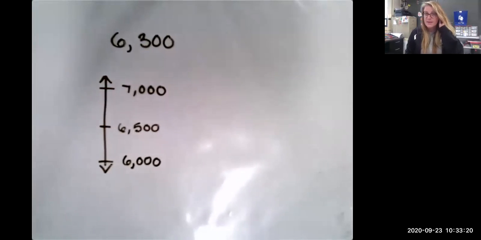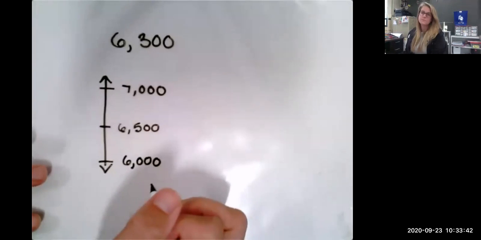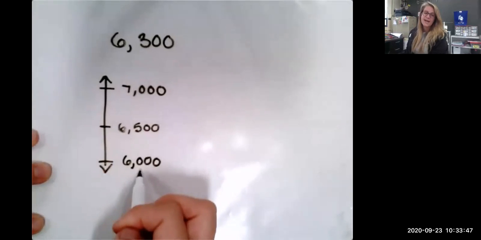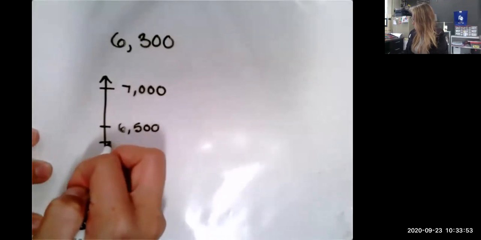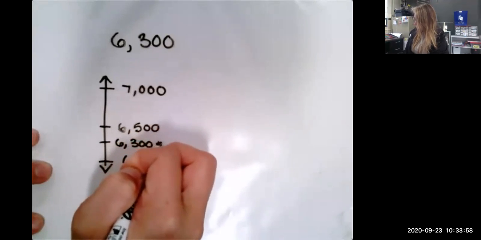Next, our final step in helping us round is to figure out where on the number line 6,300 is going to go. So pause your video and try to find out where 6,300 is going to go. Think about what it is greater than and what it is less than. So 6,300 is greater than 6,000. And 6,300 is less than 6,500. So on our number line, 6,300 is going to go about here.